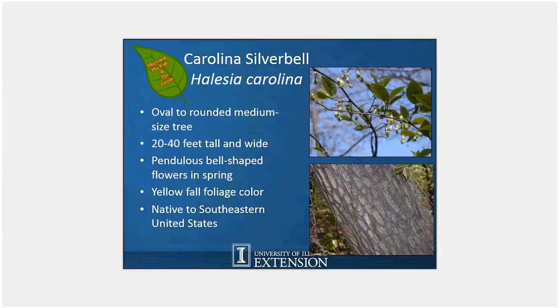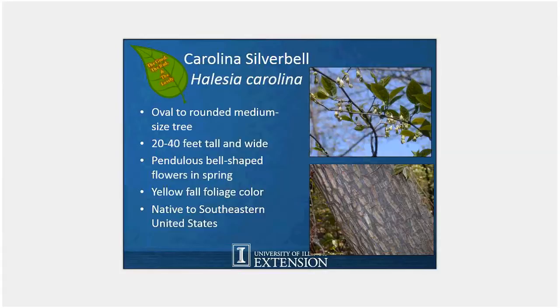Next, we have Carolina Silverbell. This is a small tree getting about 20 to 40 feet tall. Of real special interest in the spring, this has a bell-shaped flower that hangs down like a bell. It's white in color. This will usually be grown as a multi-stem shrub, but it could be a single tree, but generally you'll see it more as a multi-stem shrub.